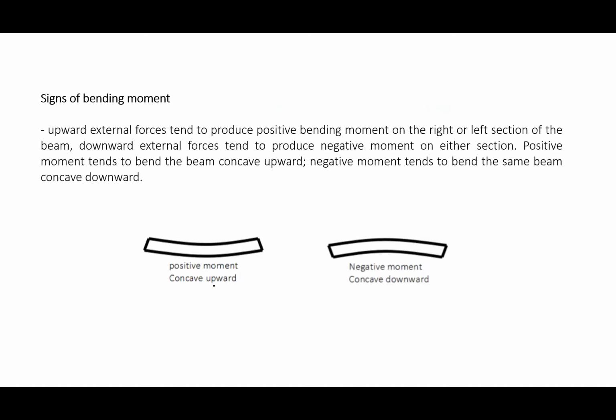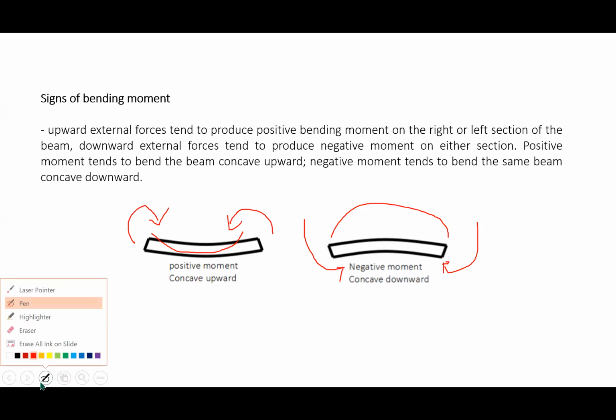So, the signs of the bending moment, kapag concave upward, it is positive. Kapag concave downward naman, negative. Para mas madaling maintindihan, no? Ganito. Smiley face or ganito yung rotation ng moment. Positive. Kapag sad face, ganito yung rotation ng moment. This is negative. No? Ganito yung sign convention natin for the moment para mas madali siyang memorize.